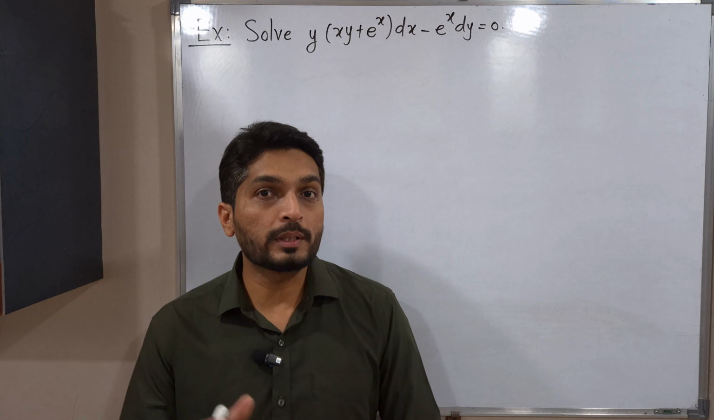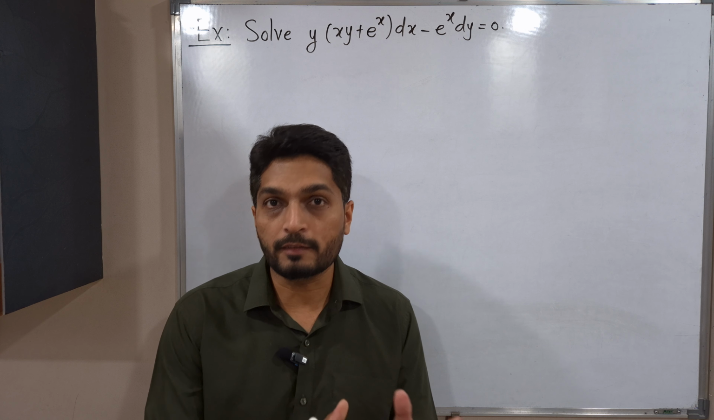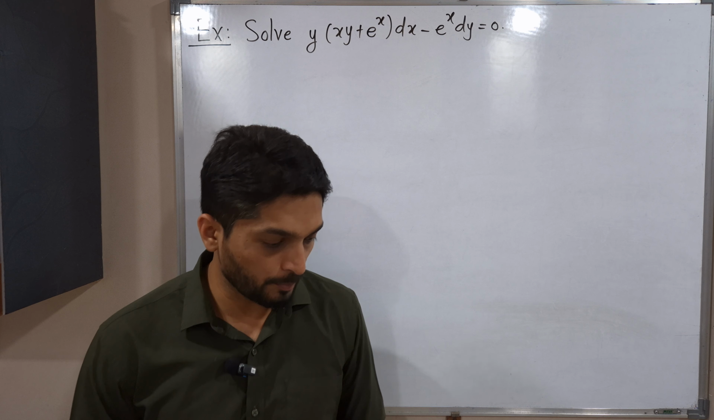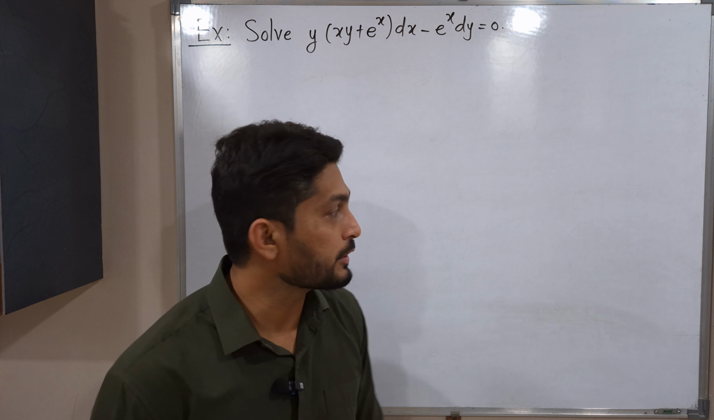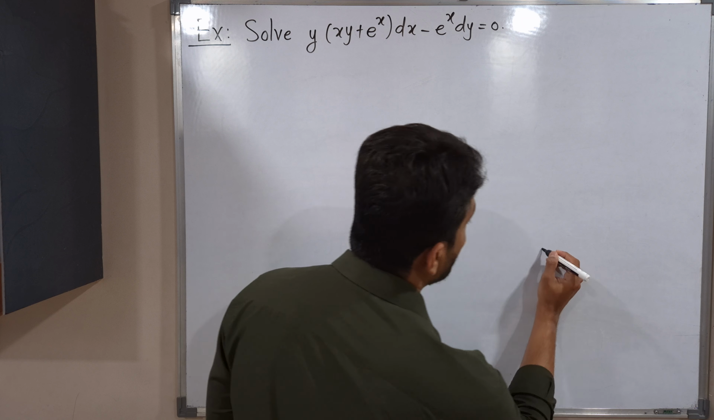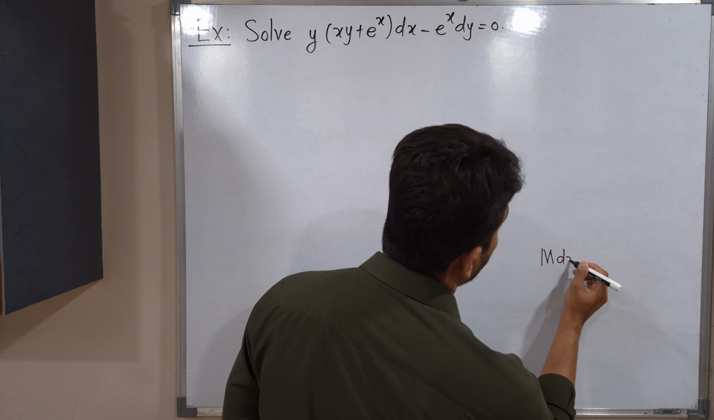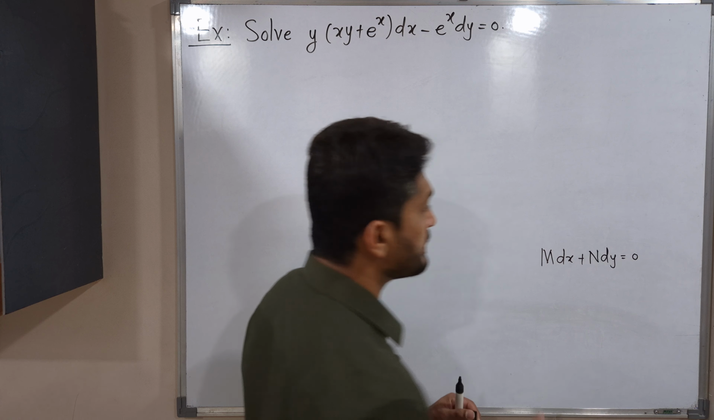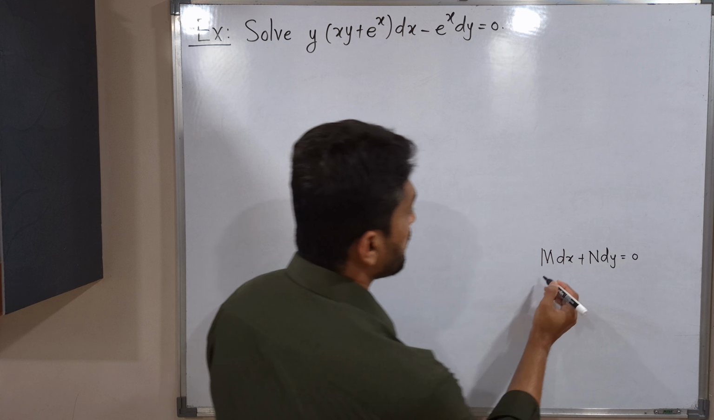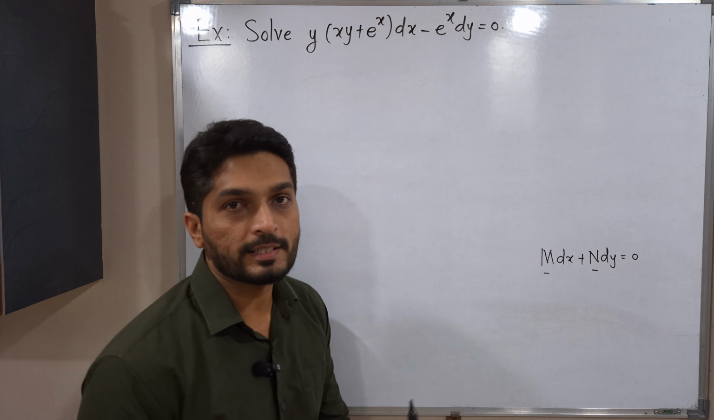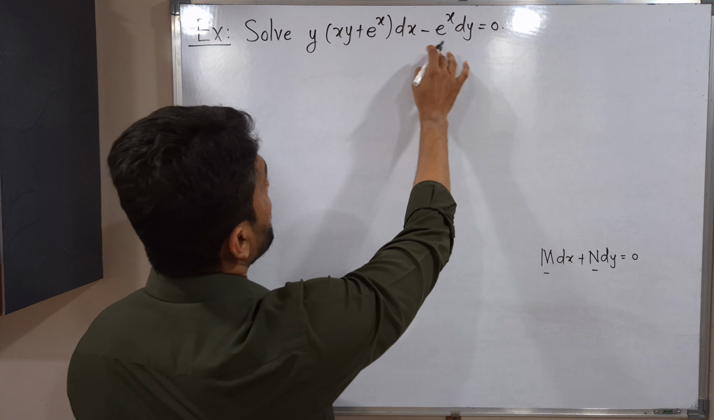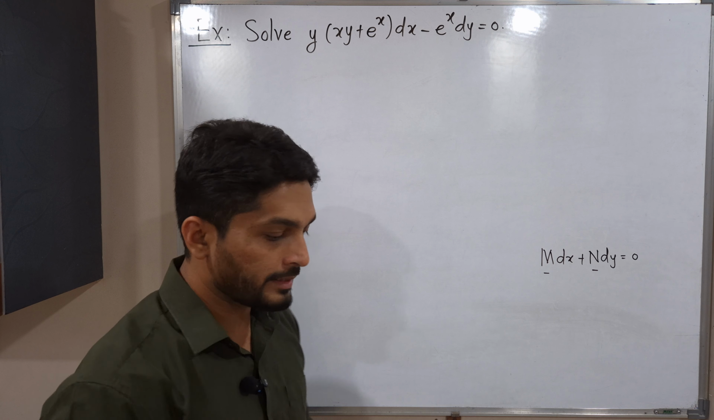So let us start with the basic concept of exact differential equation. We will revise the concept first and then we will start to discuss this example. When you have a differential equation of this type, M dx plus N dy is equal to 0, here M and N are functions of x and y. Dx has some function of x and y, dy has some function of x and y.